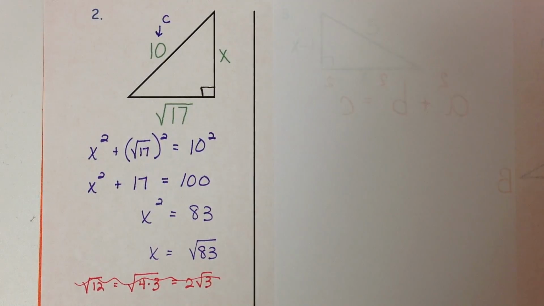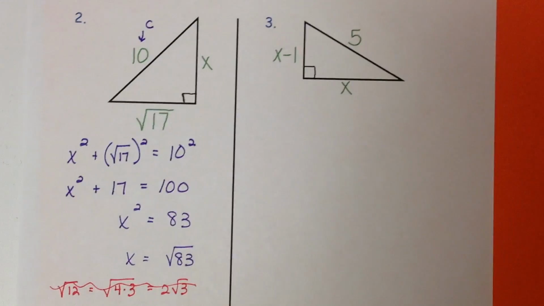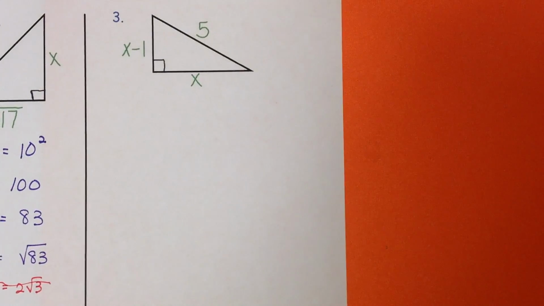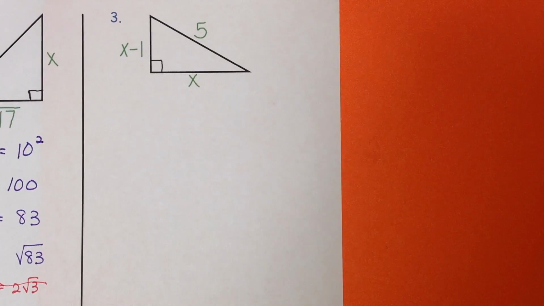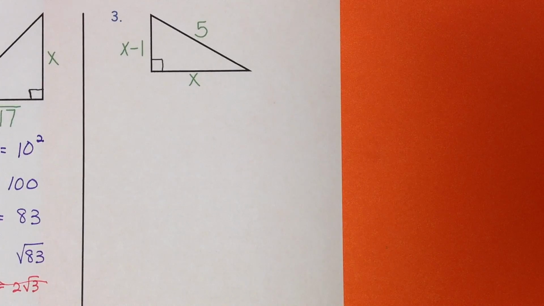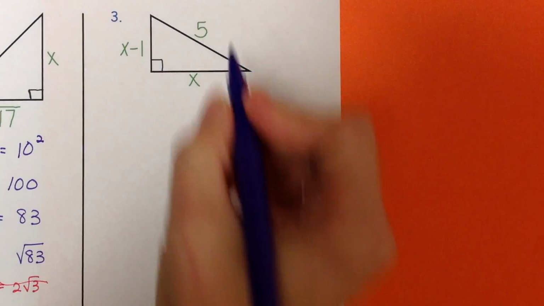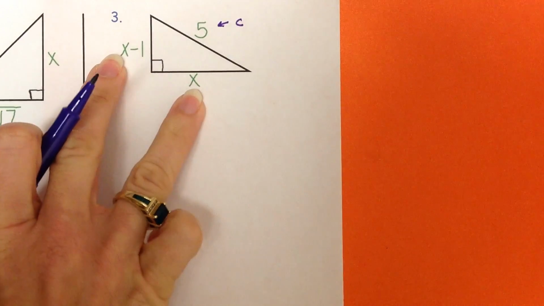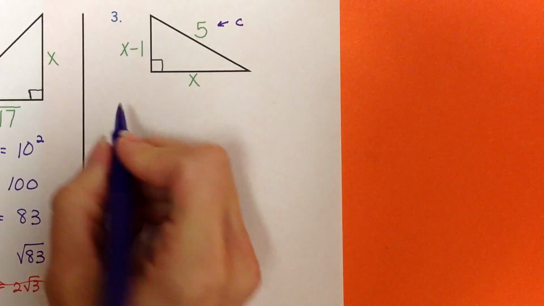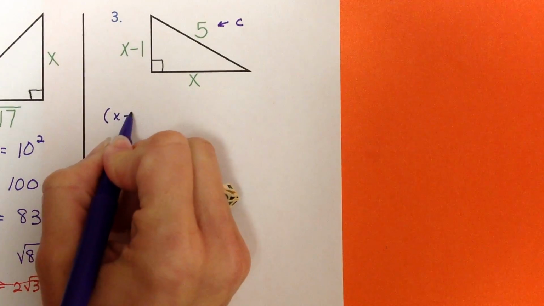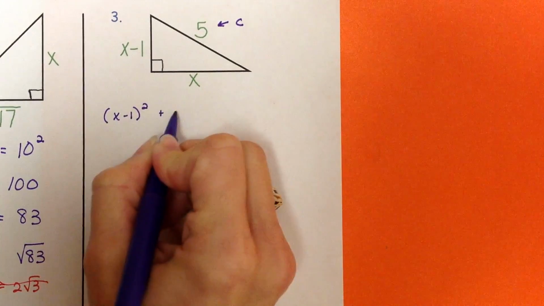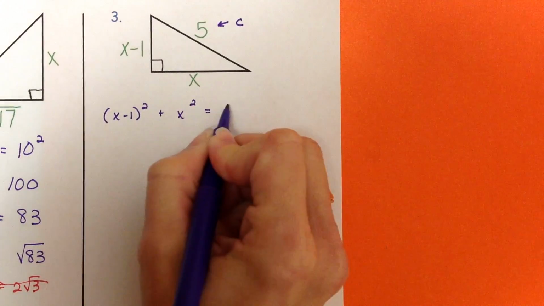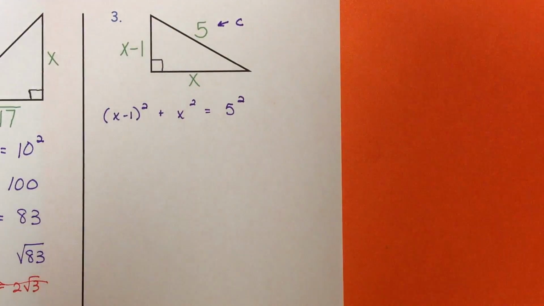Okay, next. Now the next one, just kind of test your algebra skills a little bit more. Okay, so again, make sure you identify your C value first. So in this case, that would be the 5. So I would, of course, this is the A and the B, so which one's which doesn't matter. So I'm going to say that I have x minus 1 squared plus x squared is equal to 5 squared.